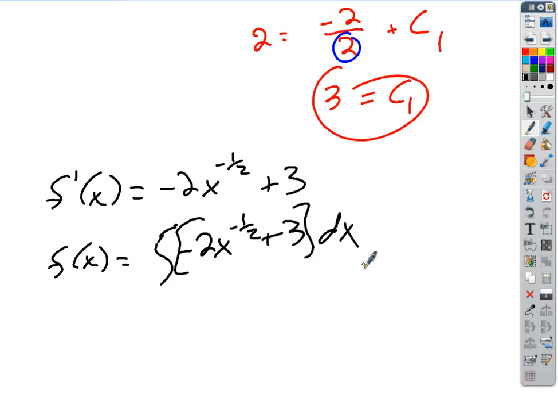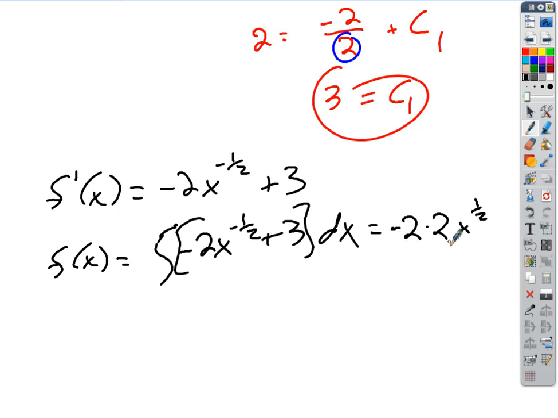Right? Does that make sense? Okay, so now we'll just integrate term by term. What about the first one? The antiderivative of negative 2 x to the minus 1/2 is negative 2 times what? What's the antiderivative of x to the minus half? X to the 1/2 divided by 1/2, right? Which would be the same thing as times 2.